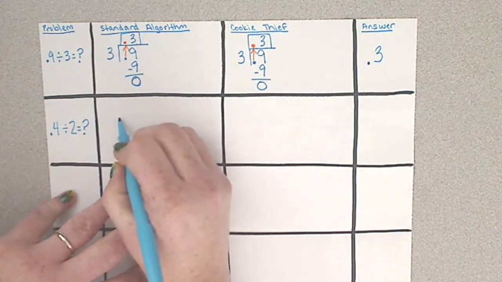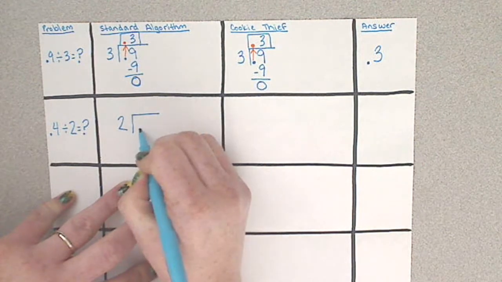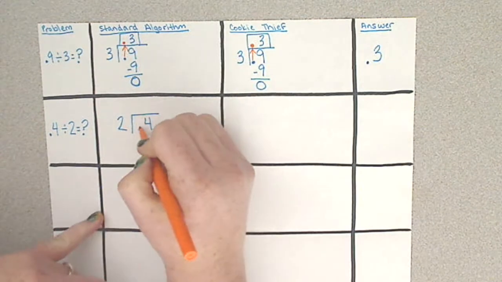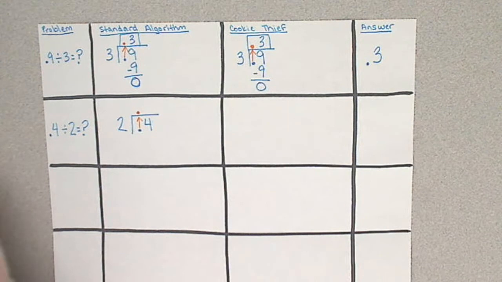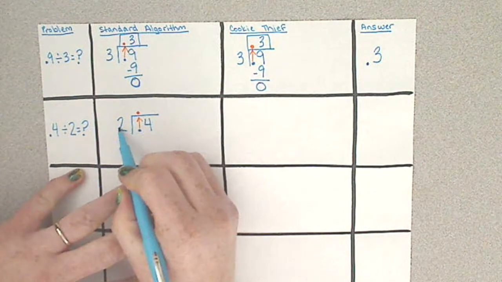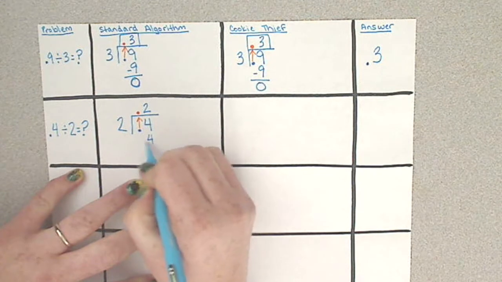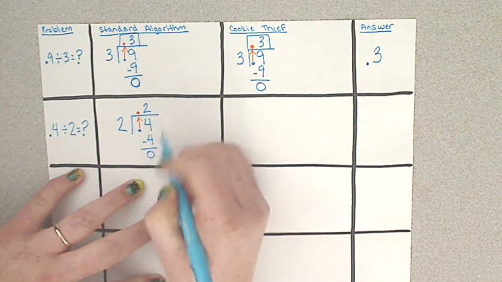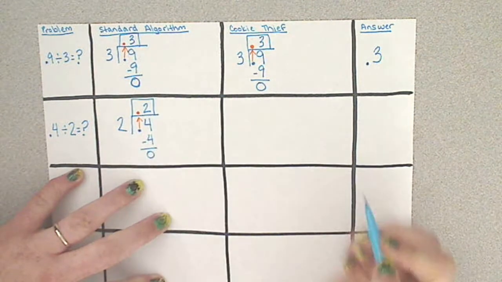Just like before, my divisor goes on the outside, my dividend goes on the inside. I'm going to drag my decimal up to my quotient and divide like normal. 2 can fit inside 4 2 times. 2 times 2 is 4. We have nothing left over, nothing to bring down, so my final answer is 2/10.